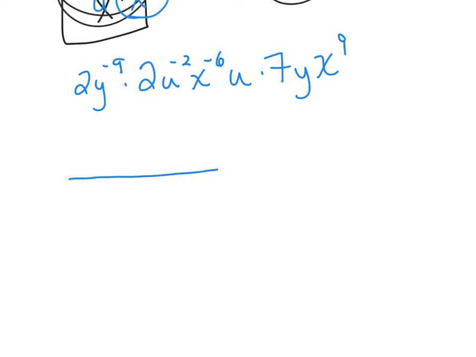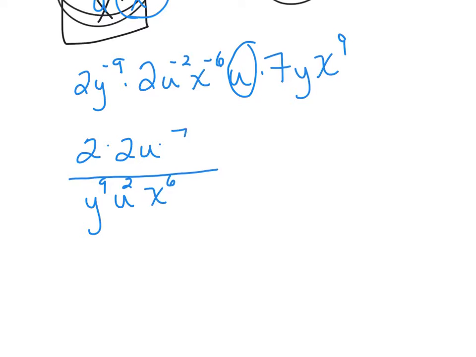So we're just going to go from left to right. The 2 does not have a negative exponent. The y to the negative 9 does. The next 2 does not have a negative exponent. The u to the negative 2 does. Let's see, the next thing is x to the negative 6. That's going to go in the basement with a positive exponent. We have a plain u. Don't forget that. It's just sitting there, easy to miss, but you got to include it.